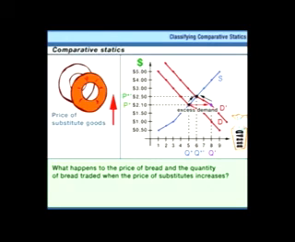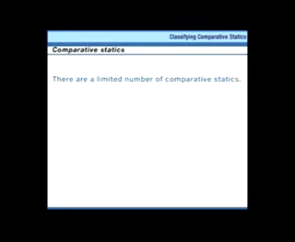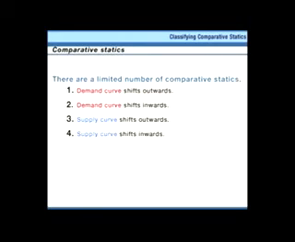The thing to remember is there are a limited number of comparative statics that you can do in a supply and demand diagram. That's because there are only two curves you can shift and only two directions to shift each curve. So a complete catalog of comparative statics would look like the following. We would have one case where the demand curve shifts outwards, one case where the demand curve shifts inwards, one case where the supply curve shifts outwards, and one case where the supply curve shifts inwards. Each of those cases is going to lead to a different combination in changes of price and quantity. And each of those cases will correspond to a different set of stories about the real world.